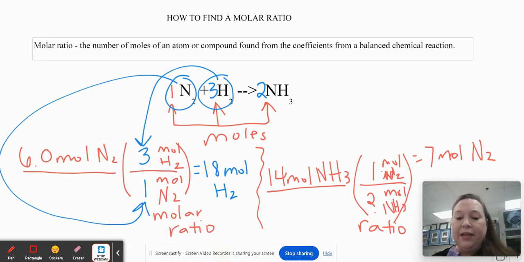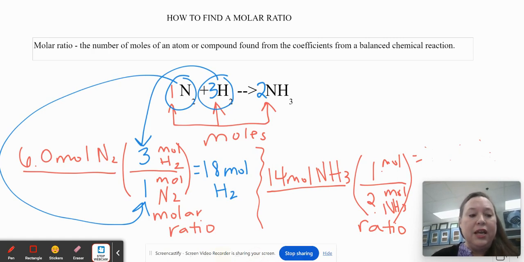You can compare any substances that you want to. So if I were to redo the problem and say I needed to know how much hydrogen to have, I would just change what I'm solving for, and then I can use the molar ratio to compare those two substances.